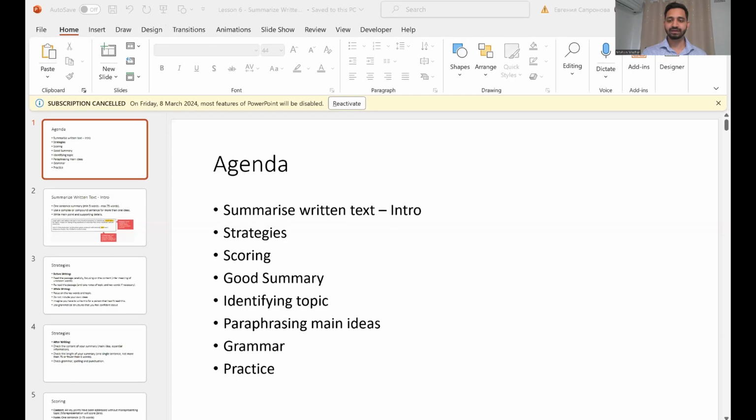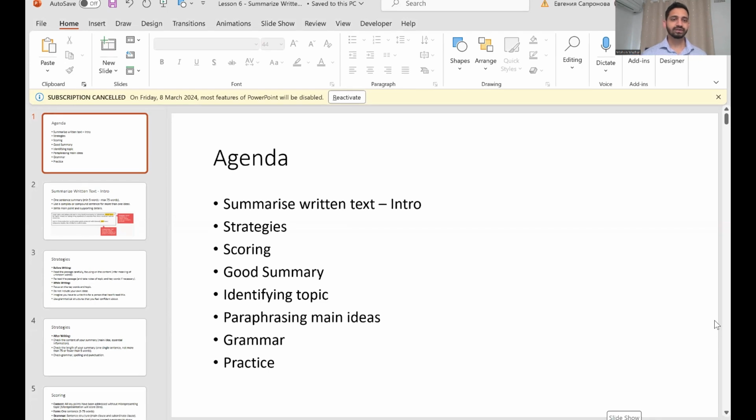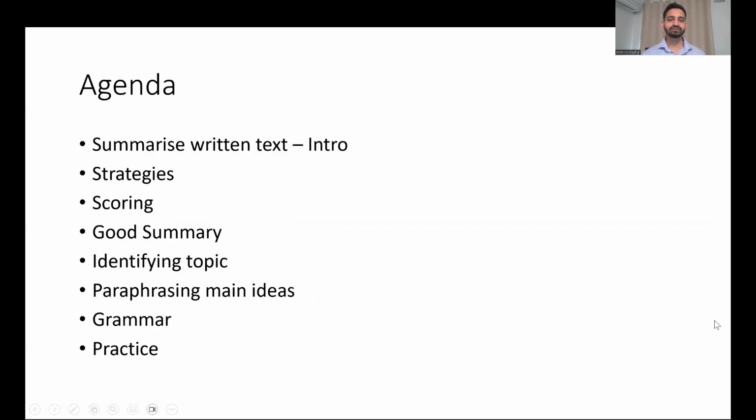Okay, so this one is about summarized written text. And we're going to be talking about how to approach this text. So let me share my screen and let's get straight into it. For today, first of all, we're going to look at summarized written text.